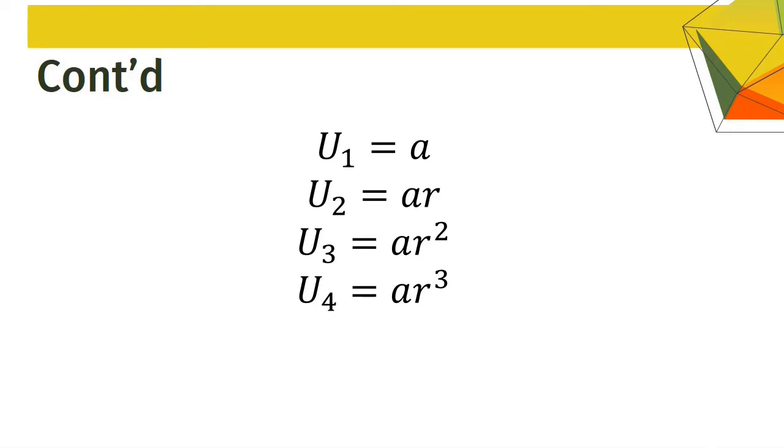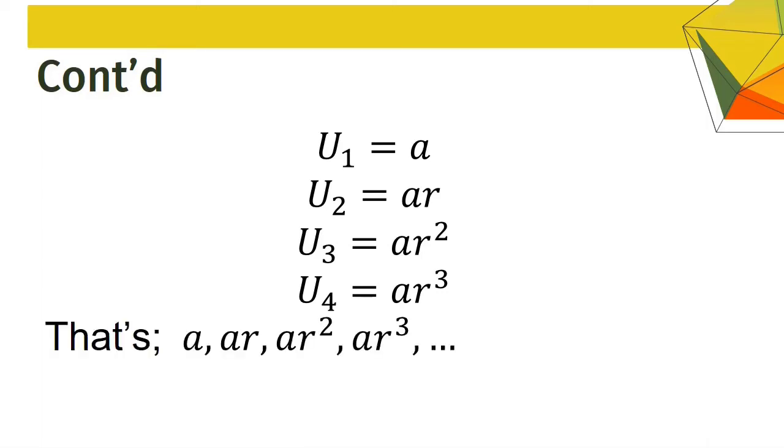Now, let's observe that for the third term, the number of terms here is 3. When I subtract 1 from 3, it produces the exponent of the third term, which is R squared. The fourth term has the number of terms to be 4. When I subtract 1 from 4, it produces the exponent of the fourth term, which is R cubed. And so in this sequence, the first term is A, the second term becomes AR, the third term becomes AR squared, and the fourth term becomes AR cubed, in that order.